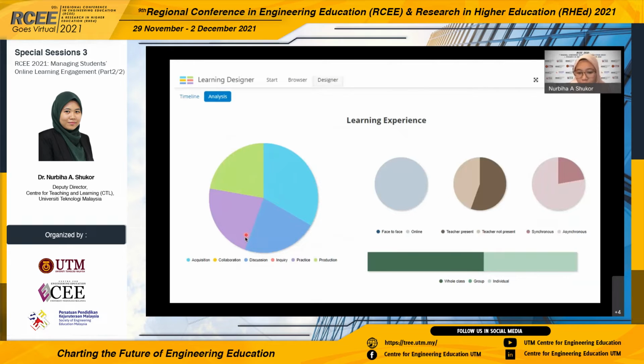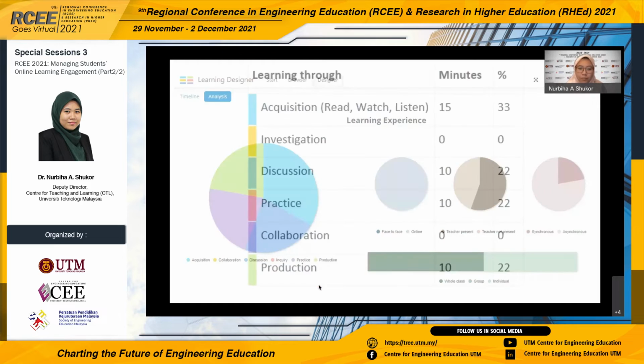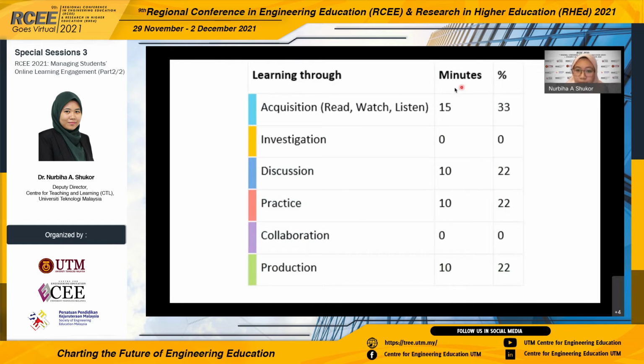And how many % of your activity that you have designed requires your students to be actively engaged in discussion? And how many % of your activity where the students have to spend on practicing something? And how many % of the activity that you ask your students to do is spent on producing something? So they will produce a pie chart from the plan that you have created. They will also detail out the minutes that they have to spend and the percentages here. So you'll be able to see.